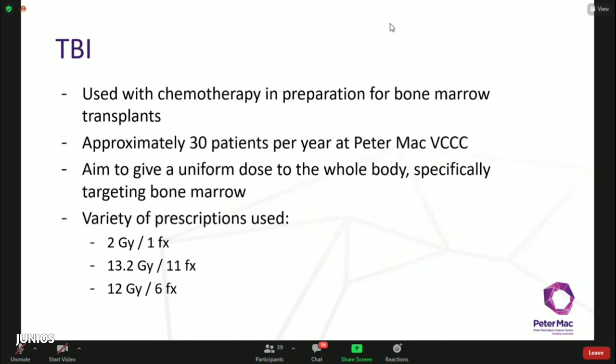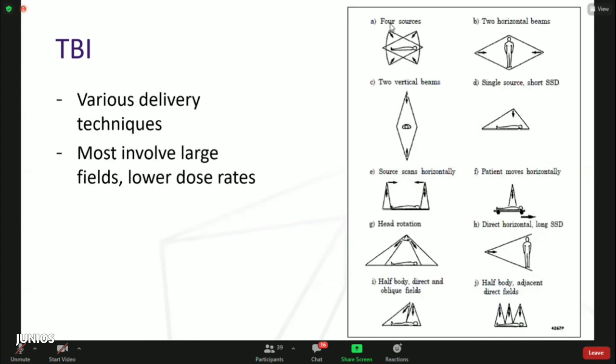So the aim of TBI is to give a uniform dose to the whole body. We're specifically targeting the bone marrow and circulating blood volume. There's a variety of different prescriptions used for this technique: 2 gray in a single fraction, 13.2 gray in 11 fractions, 12 gray in 6, and these are just some of the common ones. There are also a few different options as well.